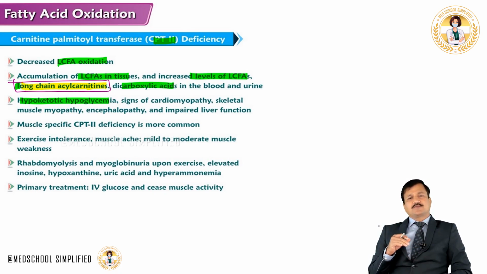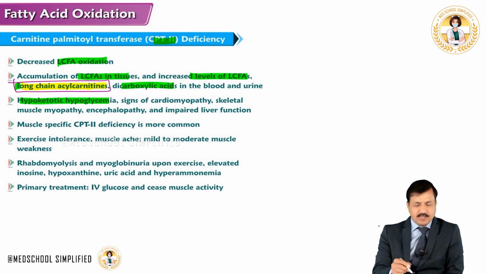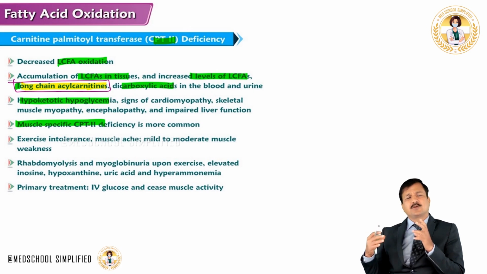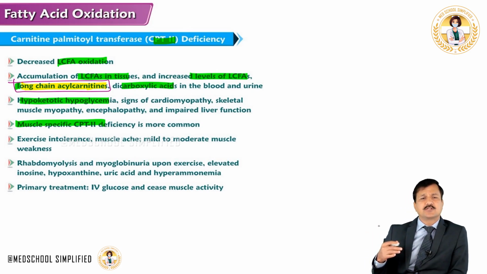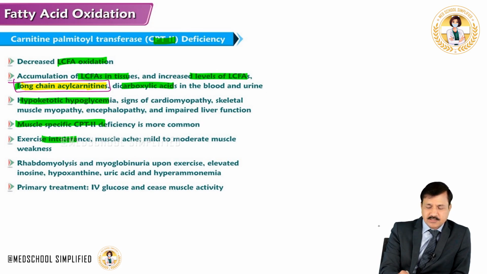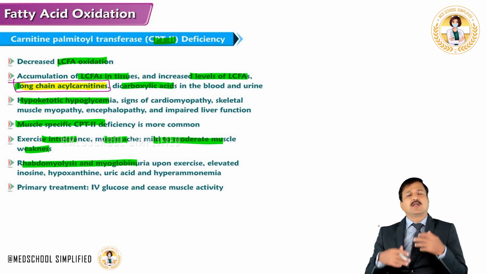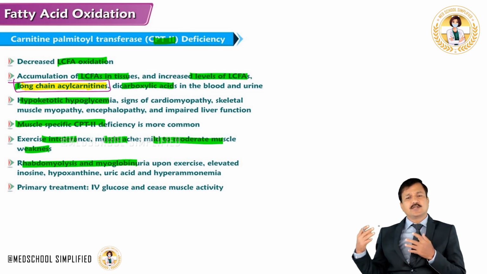Out of CPT2 deficiency in different tissues, muscle-specific CPT2 enzyme deficiency is more common. Since muscles are affected here, the patients with CPT2 deficiency will show exercise intolerance, muscle ache, mild to moderate muscle weakness, rhabdomyolysis, myoglobinuria, and when the muscle breaks open, it will give rise to increased levels of inosine, hypoxanthine, uric acid, hyperammonemia. All these signs can be seen, right?